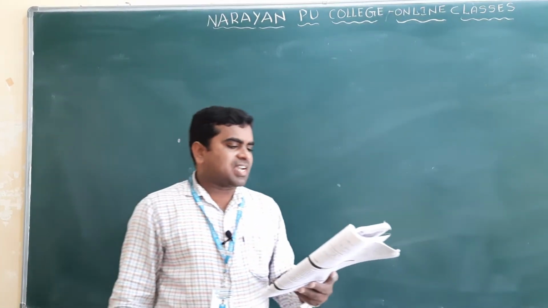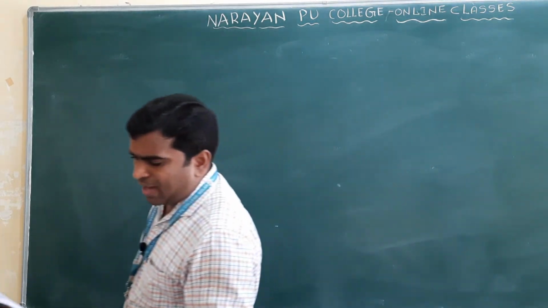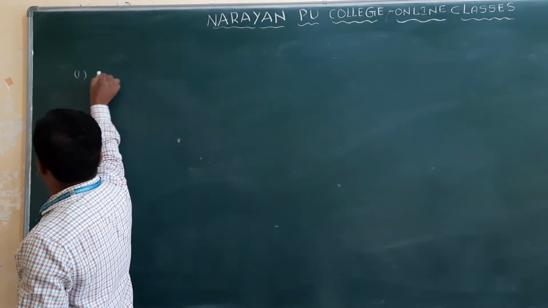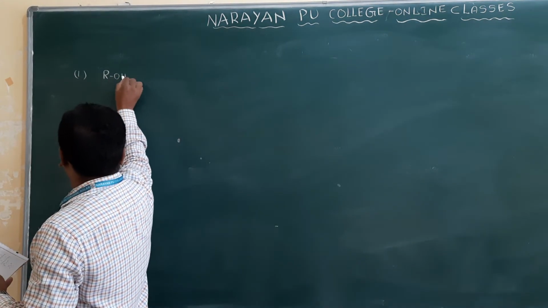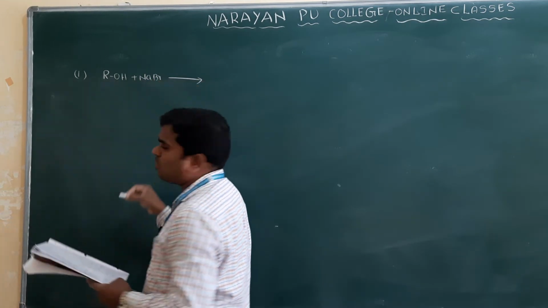Which of the following reactions is not possible? Clear? First one, ROH plus NaBr, you will get RBr and NaOH. First reaction, you see what they have given, ROH plus NaBr. Will the reaction take place? No, it won't take place.